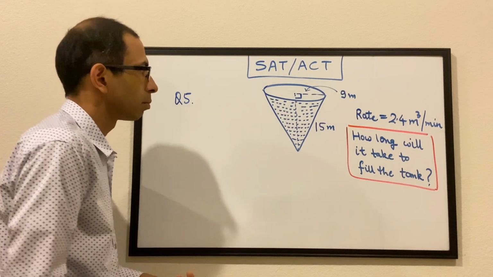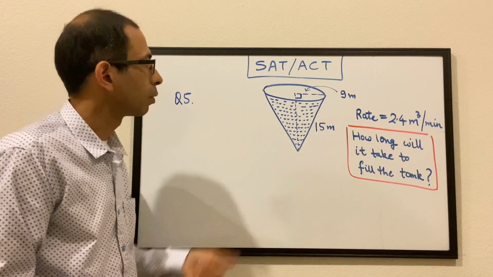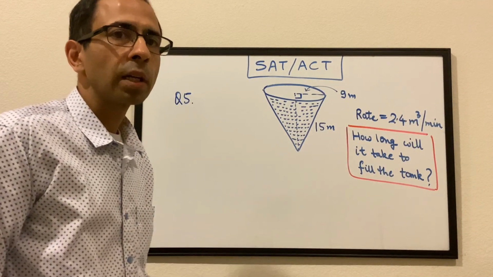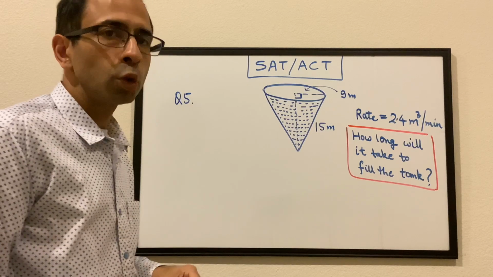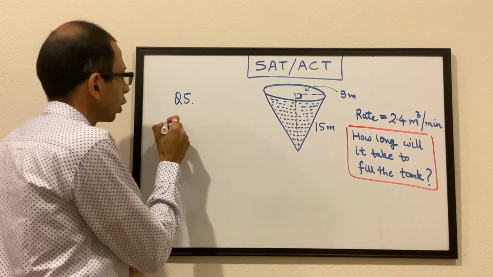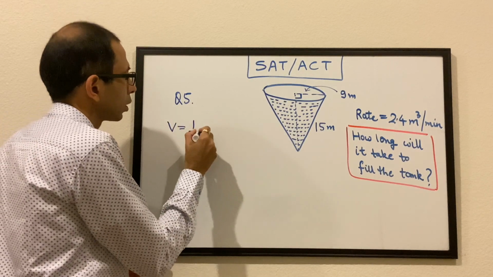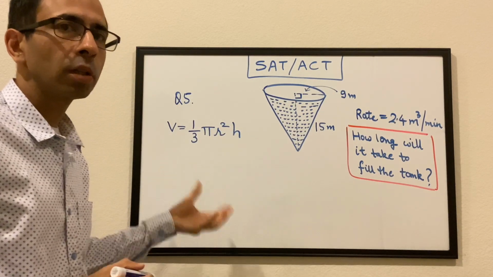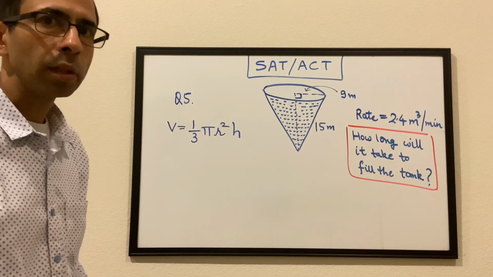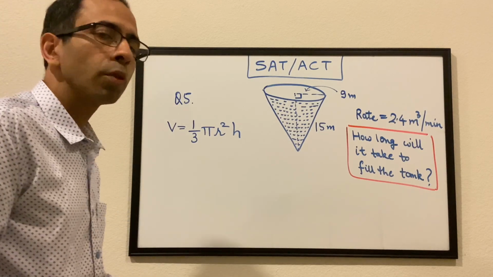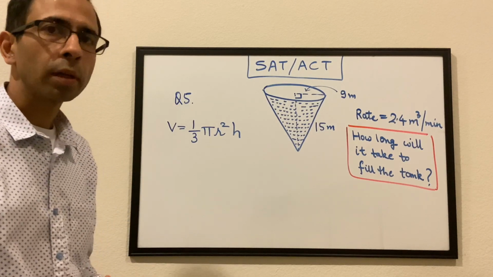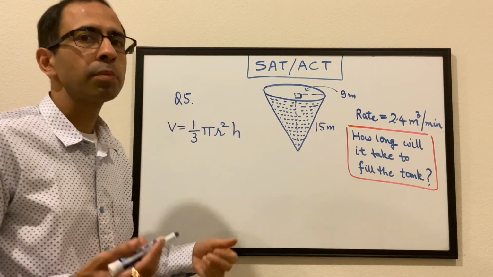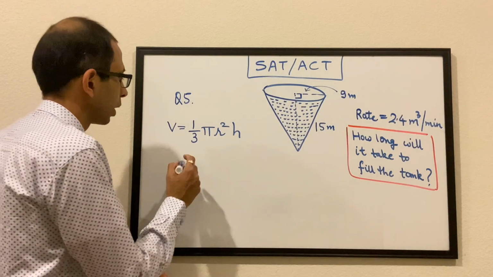So again, pretty straightforward. We need to find the volume of this reservoir. We have the rate at which the water is flowing, and hence we can find how much time it will take for the reservoir to be completely full. What's the volume of a cone? The volume of a cone is 1/3 pi r square h. It is 1/3 of the volume of a right circular cylinder, right? As we saw in a few questions, the volume of the right circular cylinder was pi r square h, so it's 1/3 pi r square h. Again, this will be given in the reference sheet, but it helps if you know them beforehand.